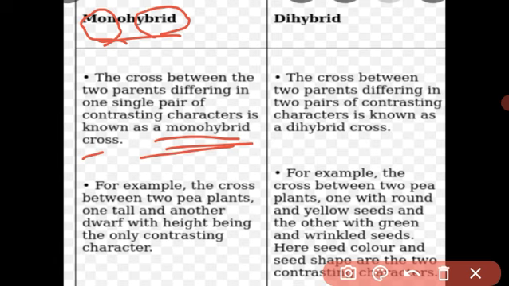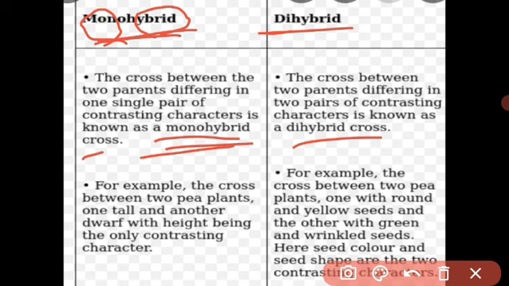Monohybrid cross means what? The crossing between one pair of contrasting characters is called a monohybrid cross. And dihybrid cross means the cross between two parents differing in two contrasting characters is known as a dihybrid cross. Let us see the example. Monohybrid cross means one character. Mono means one.